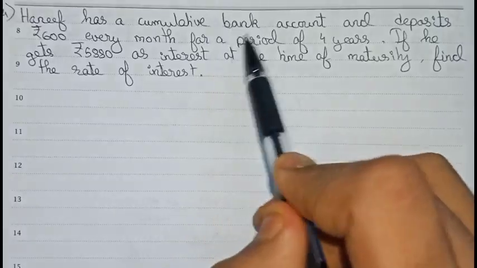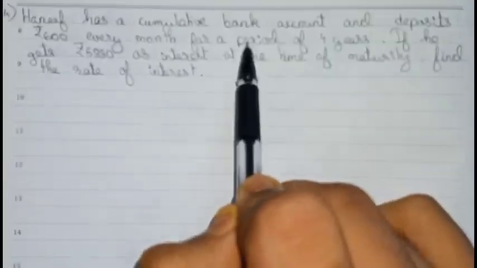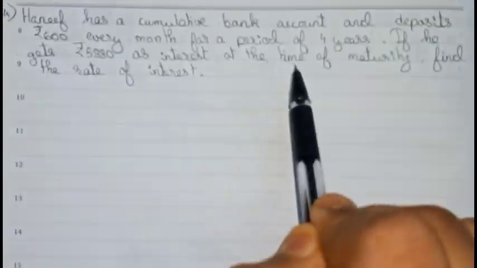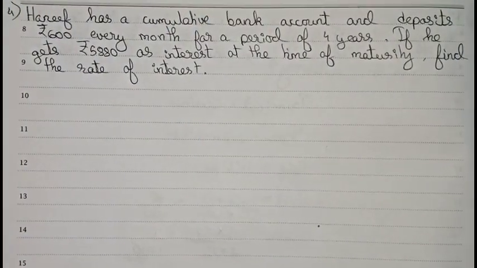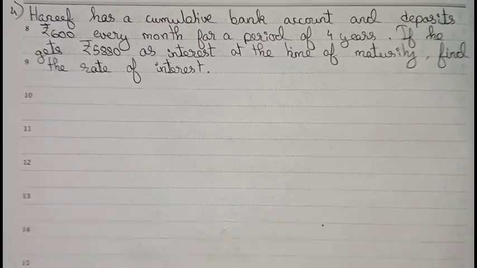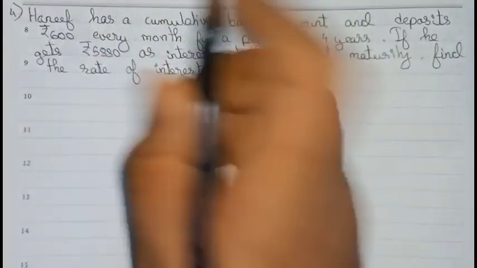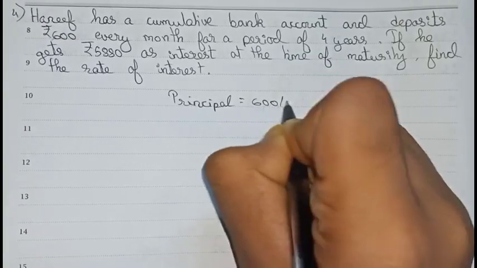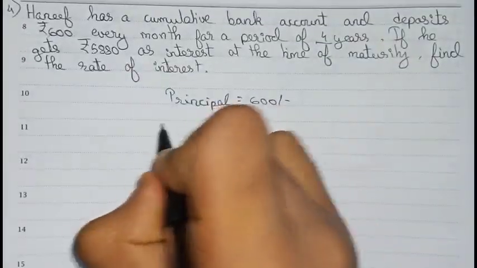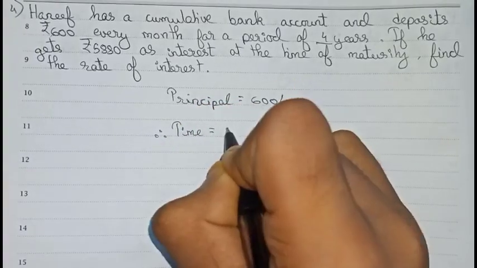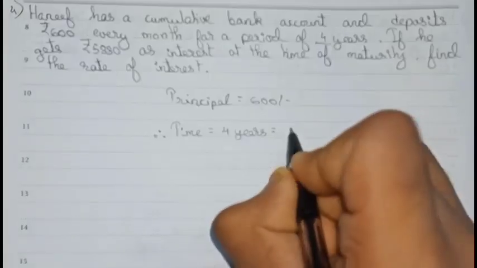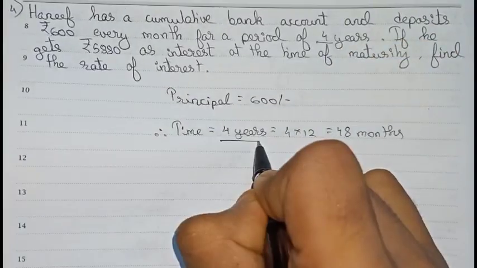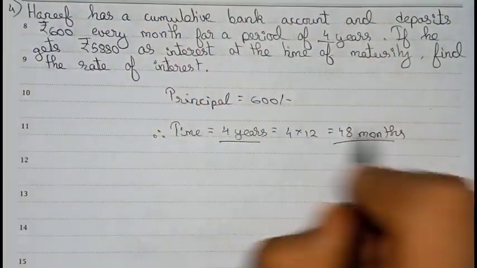Question number 4. Haneef has a cumulative bank account and deposits rupees 600 every month for a period of 4 years. If he gets rupees 5880 as interest at the time of maturity, find the rate of interest. So this is our question. First we write all the information. It is given rupees 600 every month. Principal is equal to rupees 600. Time is equal to 4 years, that is 4 into 12, that is 48 months. So we convert 4 years into months, 48 months. So this is our time.